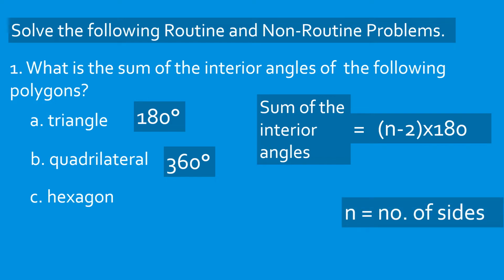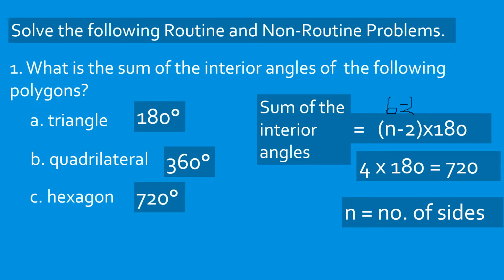Let's say here, we know that in hexagon, letter C, there are 6 sides. So we can write 6 minus 2, that is 4. Okay, then 4 times 180, that is equal to 720. It means that the sum of the interior angles of hexagon is equal to 720.